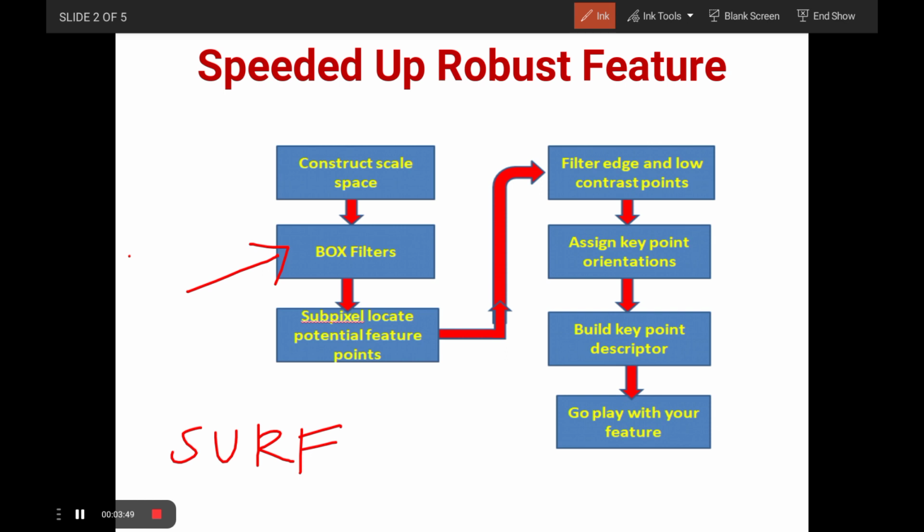After that, assign a key point orientation. Once you identify the location of the key points, you can assign an orientation to each and every key point based on its local gradients. Once you identify the orientation of each key point, you can describe the corresponding features using the key point descriptor. Why? Because if you want to identify whether two images are the same, obviously you have to compare the corresponding points. So the location is different.